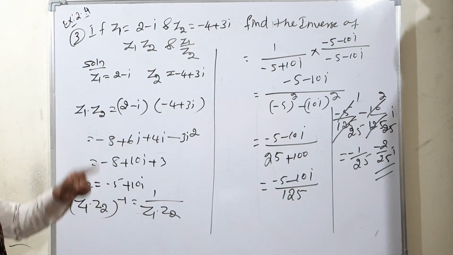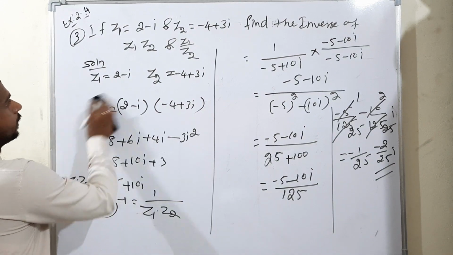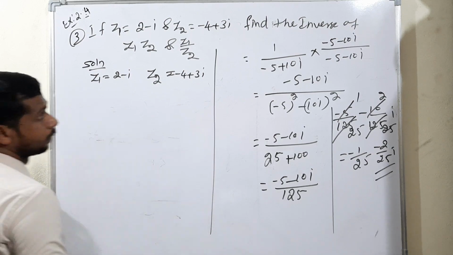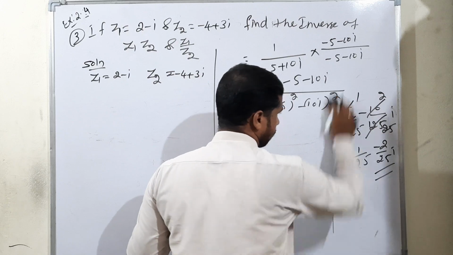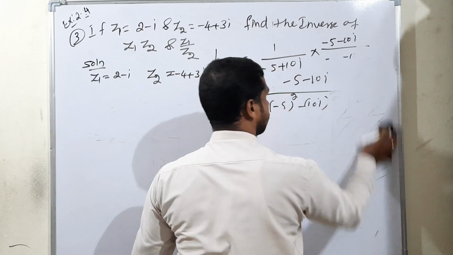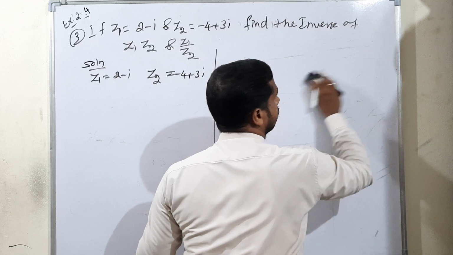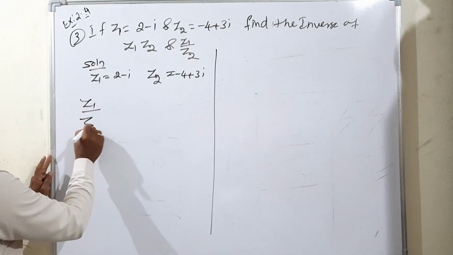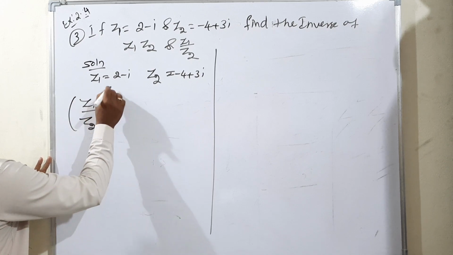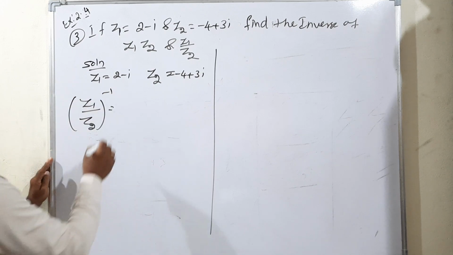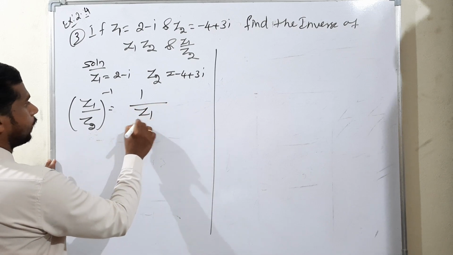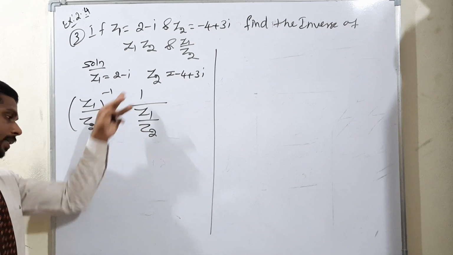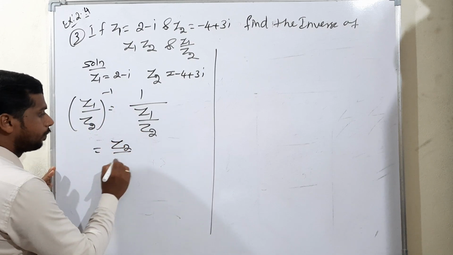Then Z1 divided by Z2, the same condition we need. The inverse of Z1 by Z2 means 1 by Z1 by Z2. Therefore, if we take the reciprocal again, Z2 by Z1 will come.